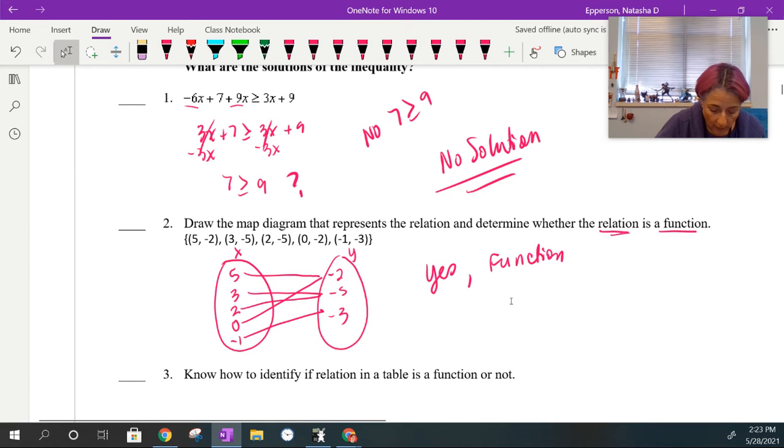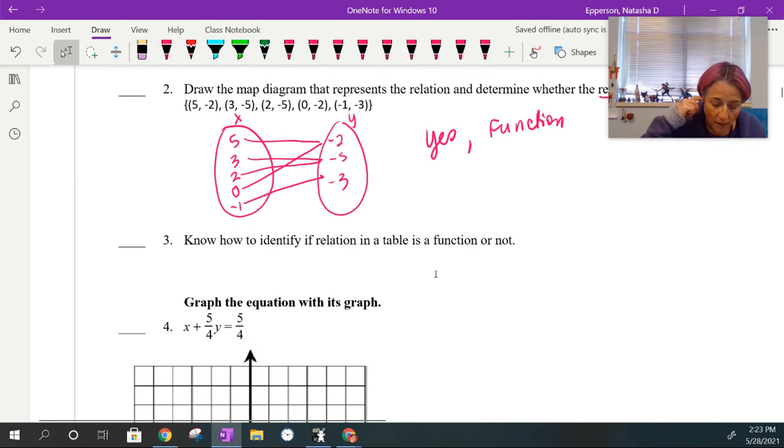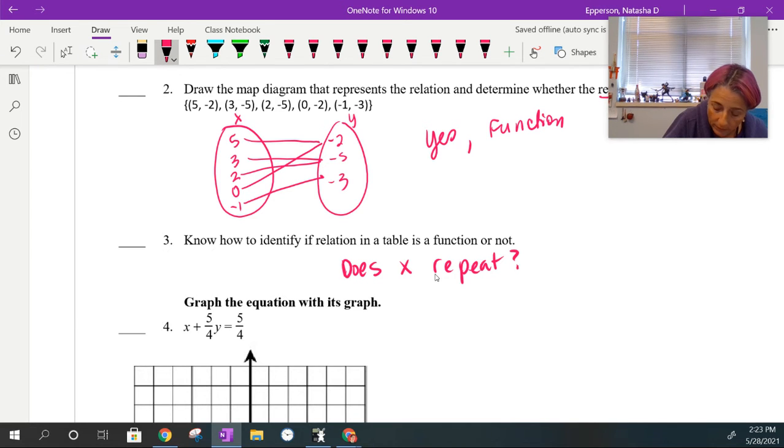That's all you're doing. Know how to identify a relationship as a table or a function or not. That means, does the x repeat? That's all you have to ask yourself. If it does, if yes repeats, then it is not a function.